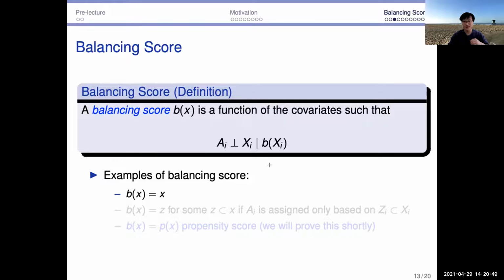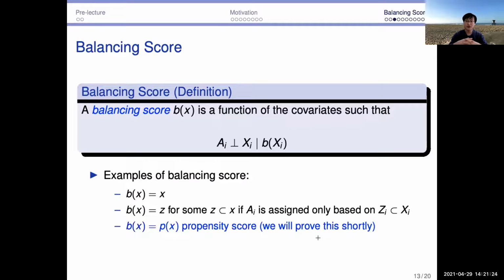Another example would be, suppose we know that the treatment assignment is determined solely based on a subset of all the covariates. Suppose it's assigned only based on Zi, a subset of X. Then in that case, you can take the balancing score to be Z. And in this case, we'll have A independent of the entire X conditional on Z, the information that determines A.